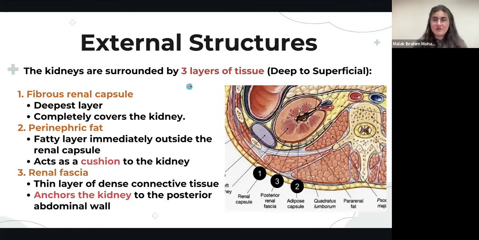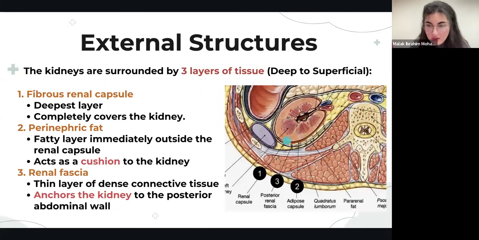Now, the kidneys are surrounded by 3 layers of tissue from deep to superficial. First thing, you have the fibrous renal capsule. Sorry, the fibrous renal capsule is the capsule that's on the inside. Now, this is very, very connected to the kidney. It almost blends into it, and this is what causes the kidney to have its characteristic shape that we're all used to, the kidney shape.